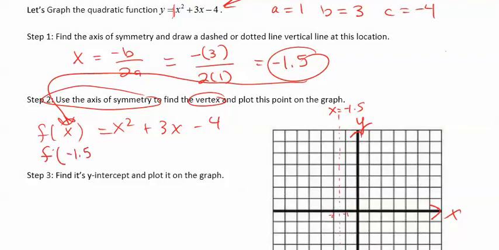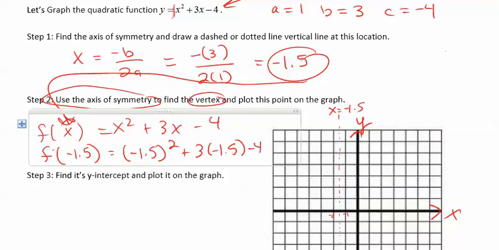f of negative 1.5 is equal to negative 1.5 squared plus 3 times negative 1.5 minus 4. So notice that I'm replacing all of my x values with negative 1.5. Okay, so go ahead and calculate that. Take a minute. You can pause the video if you need to.